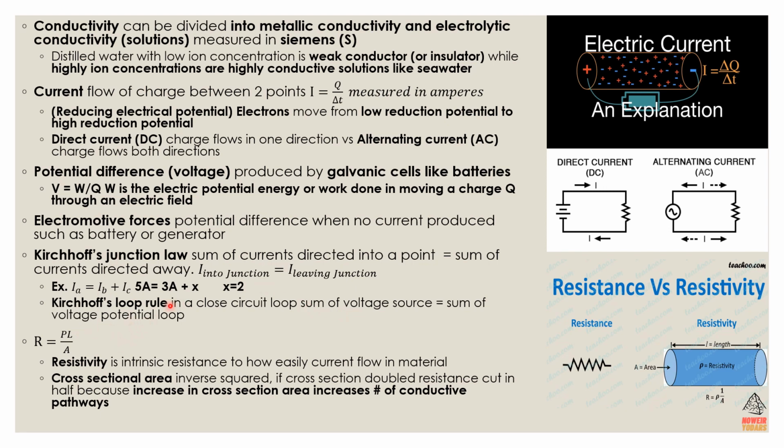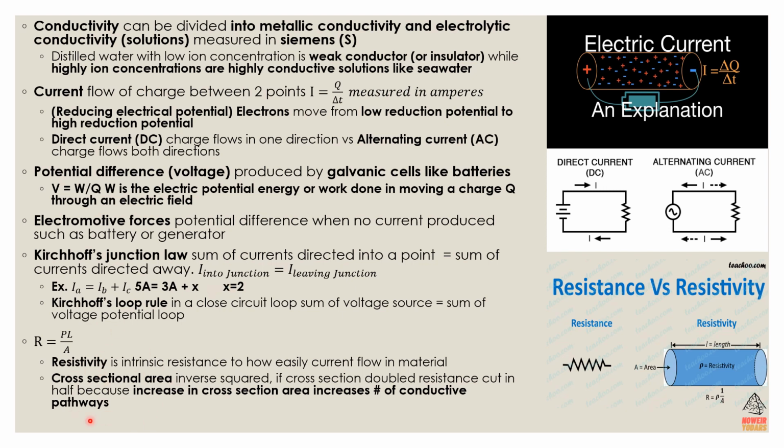Next we have resistivity, which is not resistance. Resistivity is an intrinsic property of resistance, and basically what resistivity measures is how easily current flows in a material. What an intrinsic property means is that it's a characteristic specific to the material and does not depend on the amount of material present. For instance, density, melting point, boiling point, stuff like that, they're all intrinsic properties.